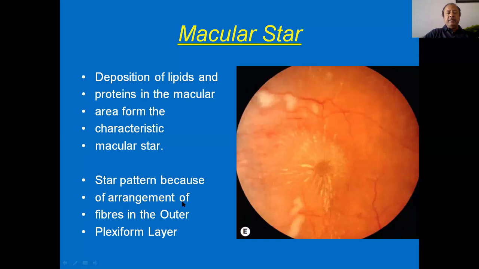This star pattern is due to arrangement of fibers in the outer plexiform layer. This is macular star.